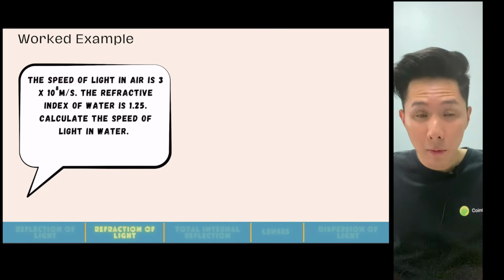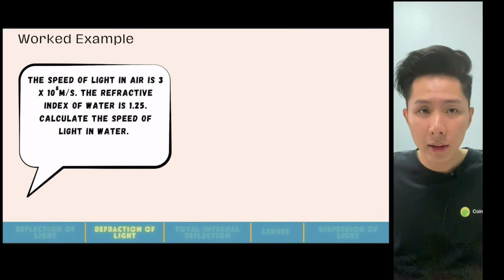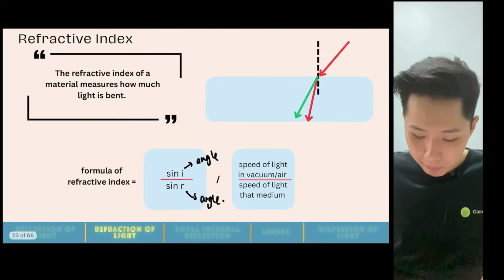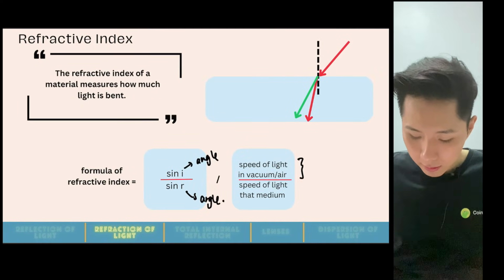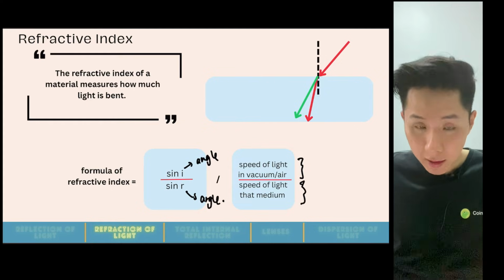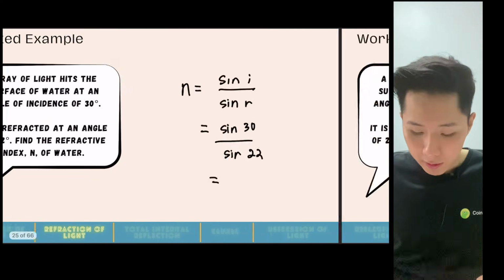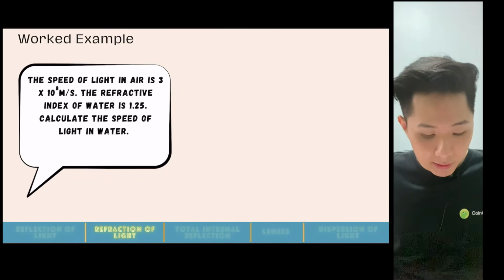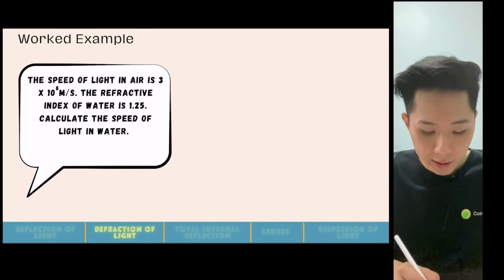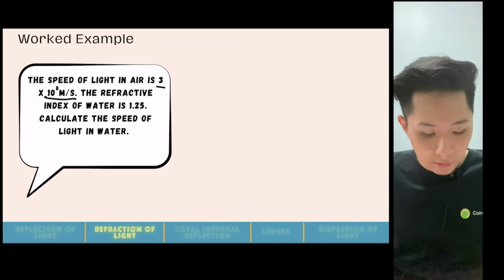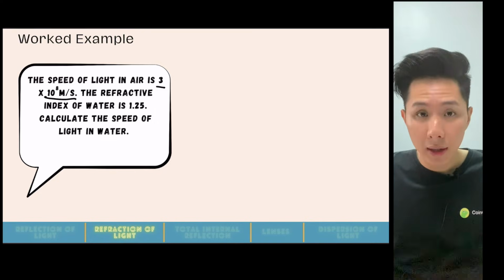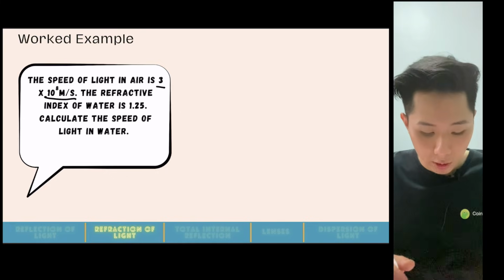Another formula which we can use to calculate refractive index is the speed of light in air or vacuum divided by the speed of light in that particular medium. So that's another question. The speed of light in air is 3 times 10 to the power of 8. The refractive index is 1.25. Calculate the speed of light in water.